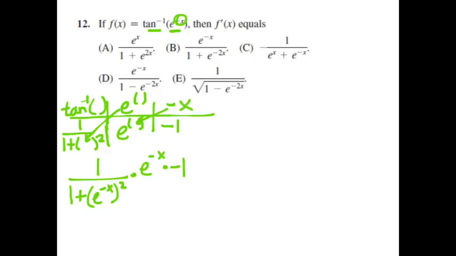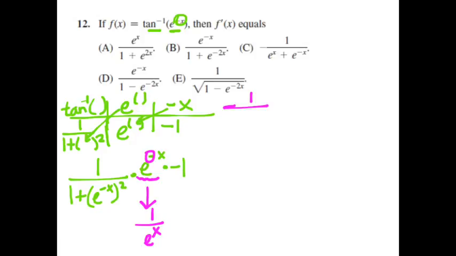Now if I look at my answer choices, none of those seem to match this. And so at this point we need to do a little simplifying. One thing that we can do, this e to the negative x can be rewritten. Since that is a negative exponent, I can move that e to the denominator and just rewrite this as 1 over e to the x. And so that's what we're going to do. I'll keep the different colors.